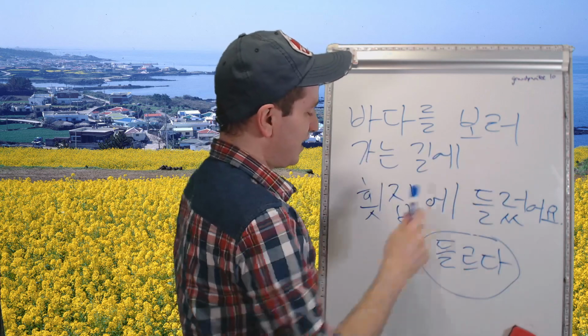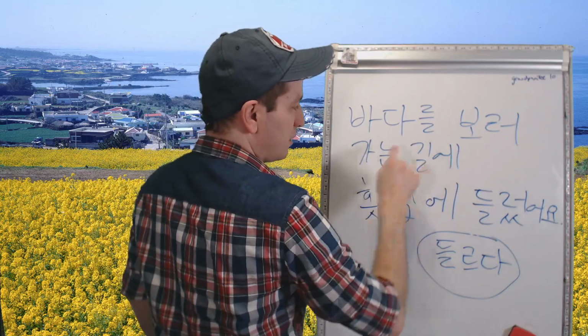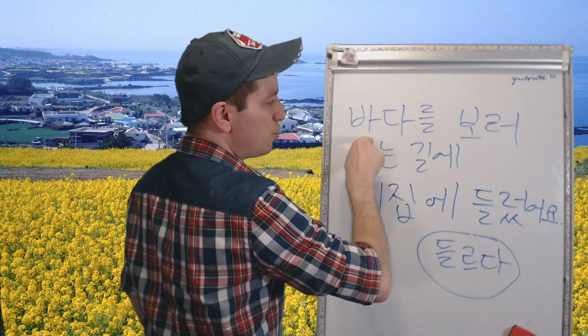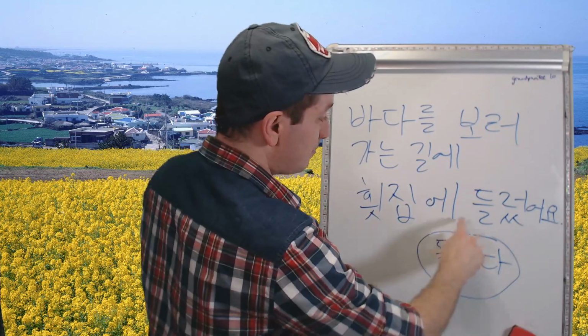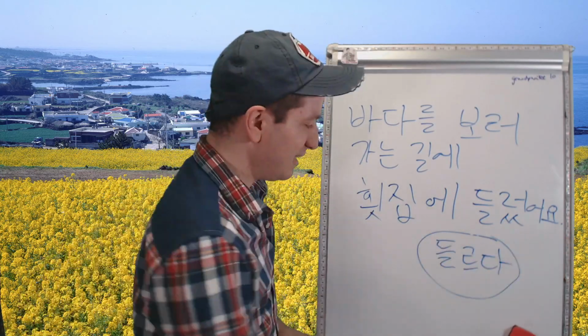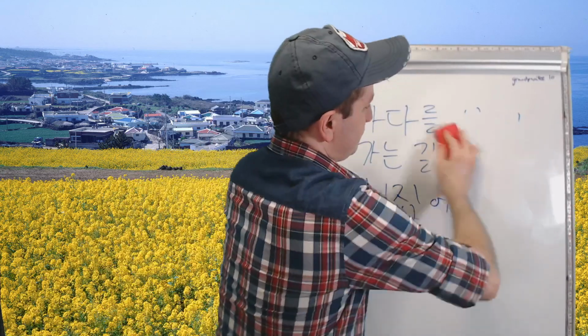바다를 보러 가는 길에 횟집에 들렀어요. 바다를 보러 가는 길에, going to see the ocean. 길에, on the way. While going to the beach, 횟집에 들렀어요. I stopped by, 들르다, a 횟집, a sashimi restaurant.